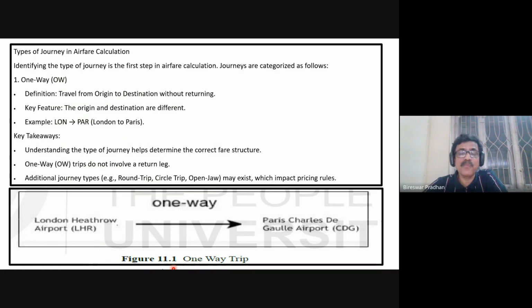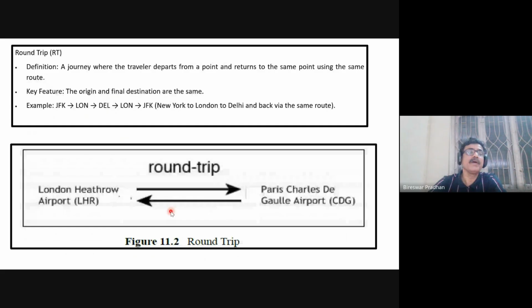Now, these are the one way examples. Now, round trip. What is the definition of a round trip? A journey where the traveler departs from one point and returns to the same point. One point to destination, destination to return, using the same route. Key feature: the origin and final destination are the same. A to B, B to A.